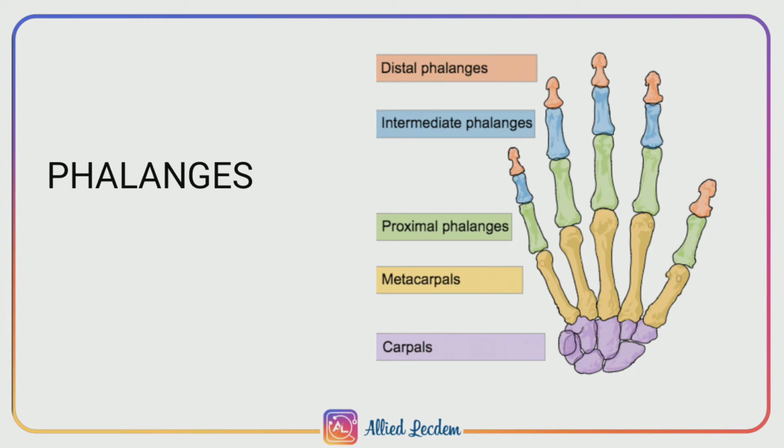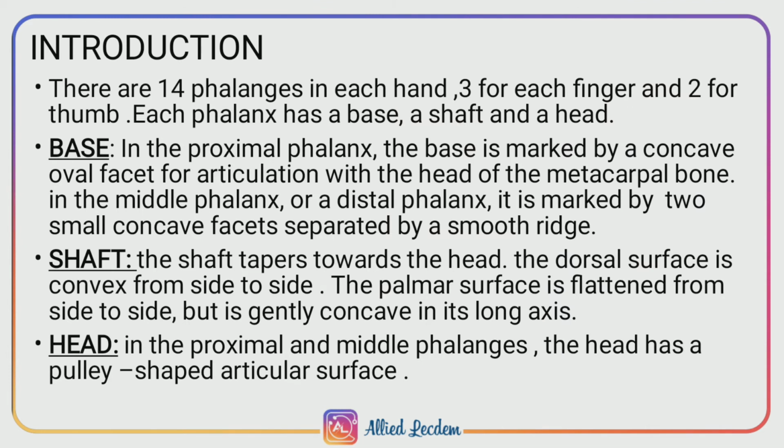We know that there are 14 phalanges in each hand, 3 for each finger and 2 for the thumb. So each phalanx has base, shaft and head, as we saw in the metacarpal bone. In the proximal phalanx, the base is marked by a concave oval facet for articulation with the head of the metacarpal bone, whereas the shaft tapers towards the head. The dorsal surface is convex from side to side. The palmar surface is flattened from side to side but is gently concave in its long axis.